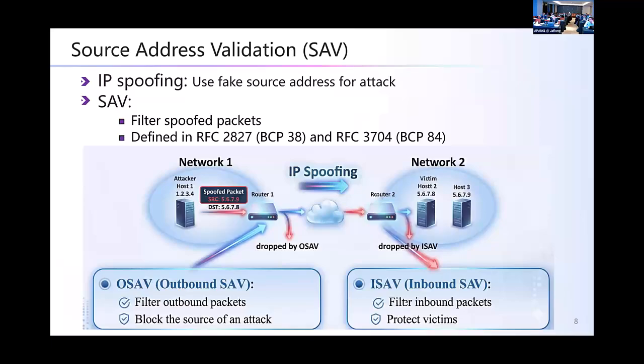For the second work, that's source address validation. Many of our engineers know this well. That's because IP address spoofing is harmful to the internet. It can be used to start DDoS attacks. It should be filtered when it comes from the source network, or be filtered when it reaches the destination. So in the research area we call it OSIV and ISIV.